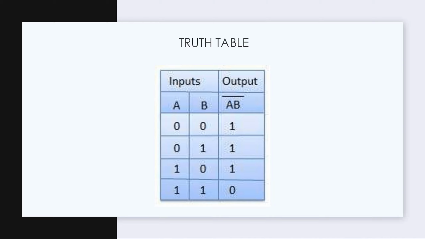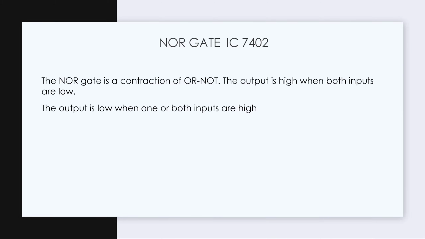When the inputs are 0 and 0, the output is 1. And when the inputs are 0 and 1, the output is 1. And when the inputs are 1 and 0, the output is 1. And when both the inputs are 1, the output is 0. The next gate is NOR gate.